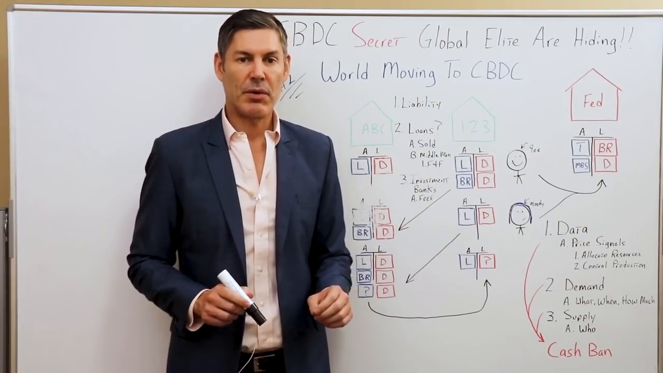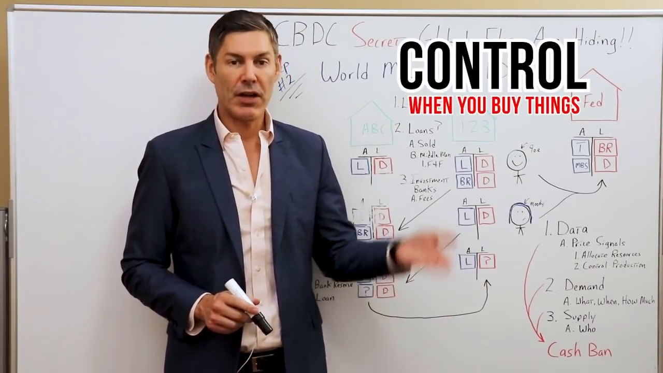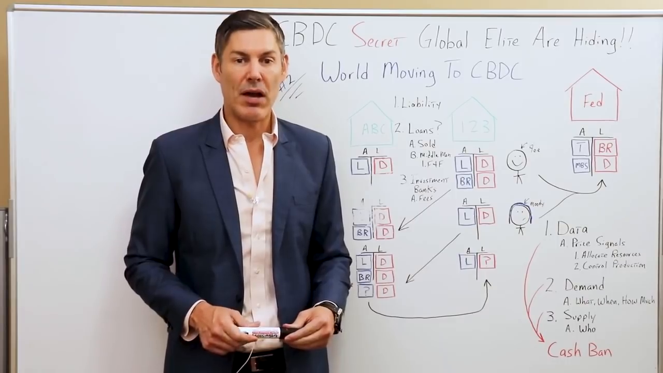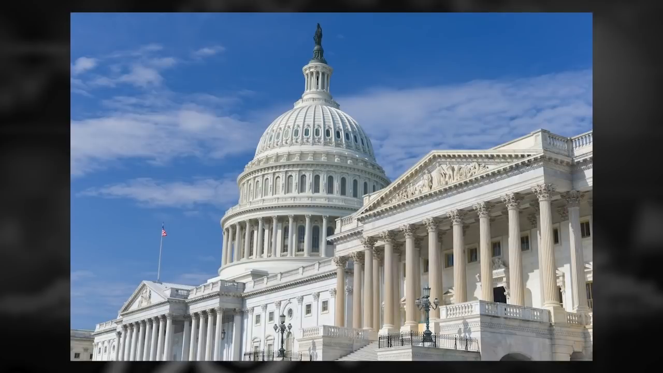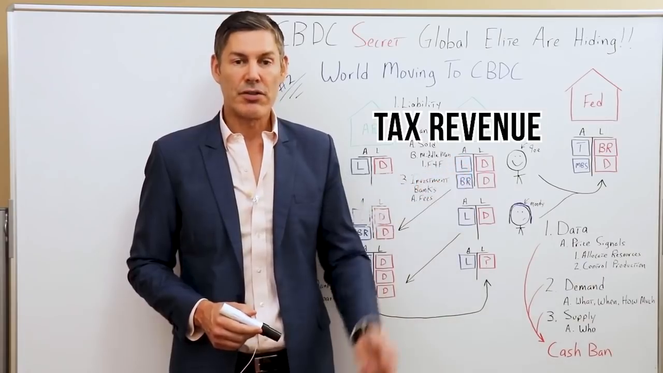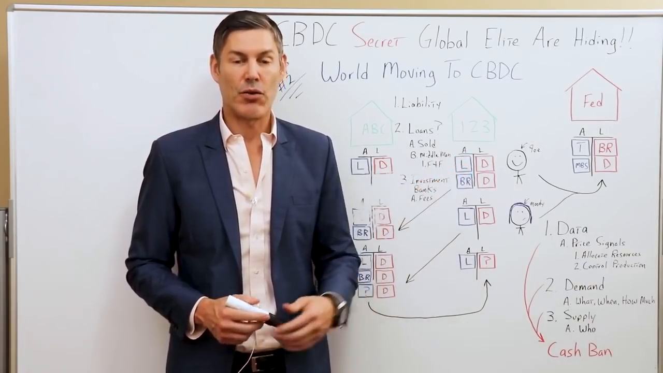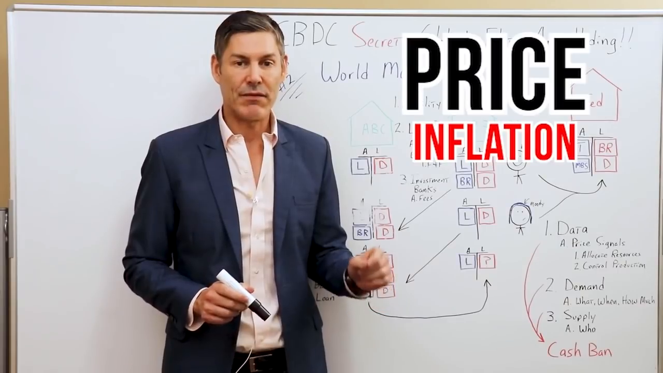Also, it gives them the ability to control when you buy things. So let's say inflation isn't running hot enough to bail out your drunk, insolvent Uncle Sam. That is the government, because they are the largest debtor of all time, and they need consumer price inflation to increase tax revenue so they can pay down their debt to a more manageable level, get the debt to GDP down from, let's say, 120, 130, back down to 50, 60, 70%. The easiest way for them to do that is through price inflation.